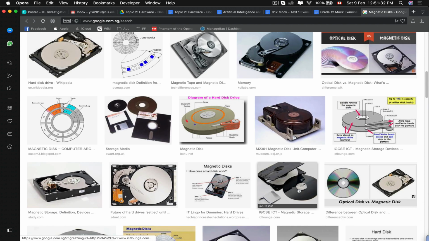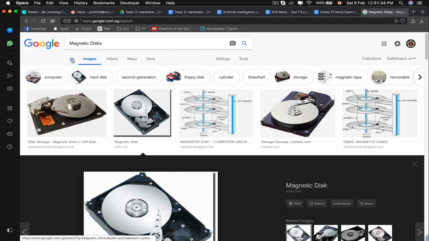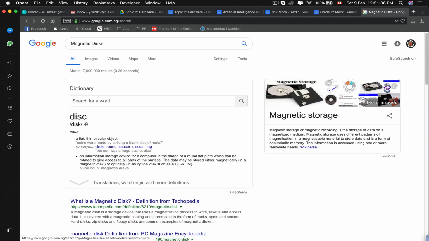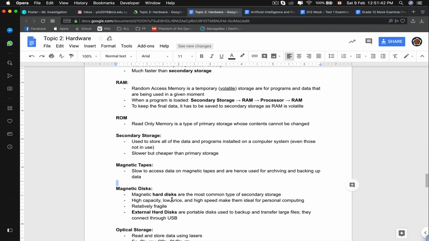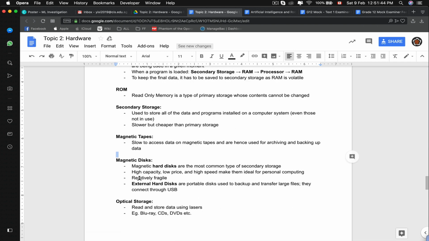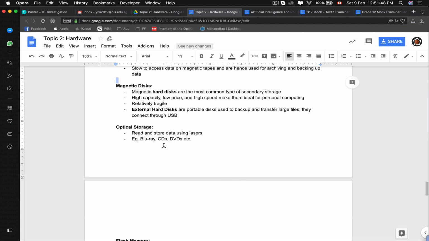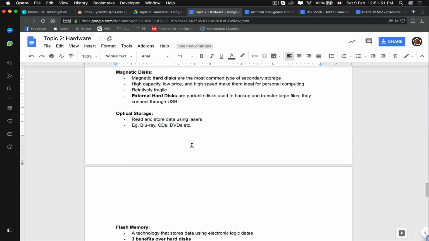Magnetic disk we are talking about, those things. A huge disk and it's only a few megabytes of storage. So it's connected, it can be used as an external hard drive, but I doubt anybody will use it. Optical storage, that's CDs, DVDs, laser, you know, Blu-ray, those things.